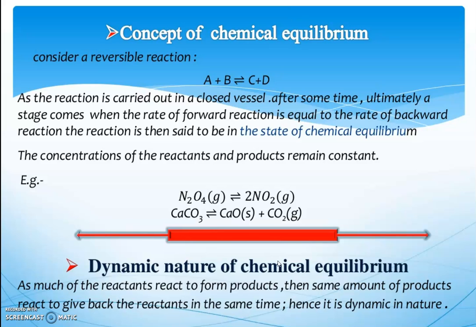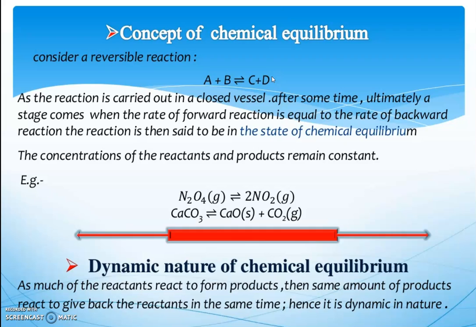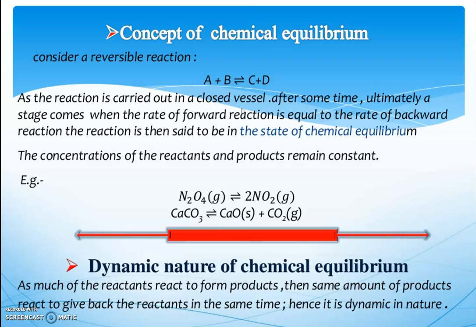Then we'll move to the concept of chemical equilibrium. For example, a general reaction is given. A and B are the reactants here, and C and D are the products. A and B combine together to give C and D. This reaction is carried out in a closed vessel. After some time, an equilibrium state is reached. In a closed vessel, there is no exchange of matter with the surroundings; only the reaction occurs in the system.